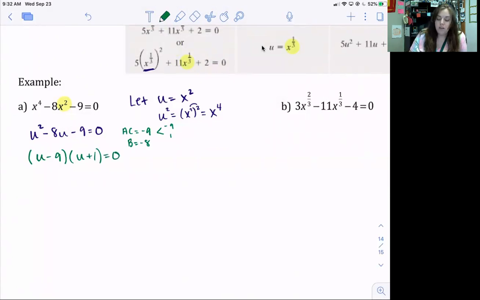Okay. Now we're going to solve for u. So u minus 9 equals 0. U plus 1 equals 0. So u equals 9, and u equals -1. But here's the thing. We really don't care what u equals. We wanted to know what x equals. So now we're going to plug back in.